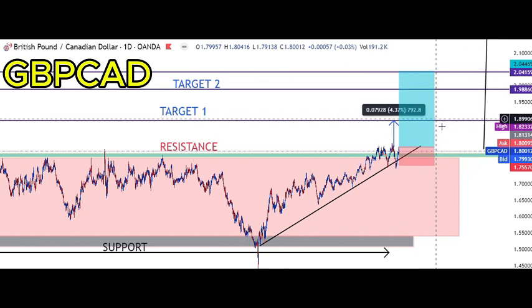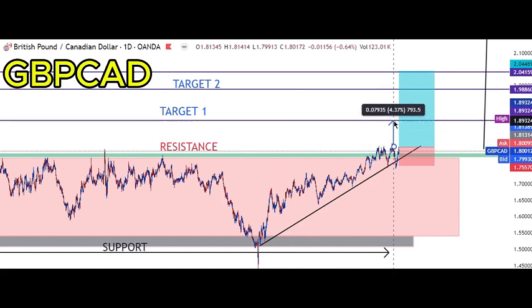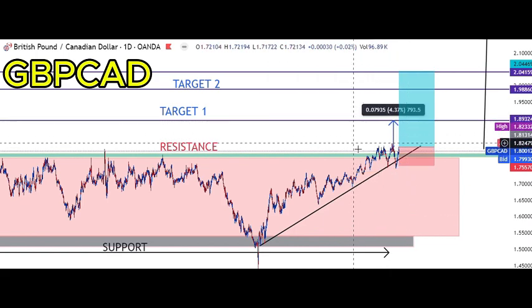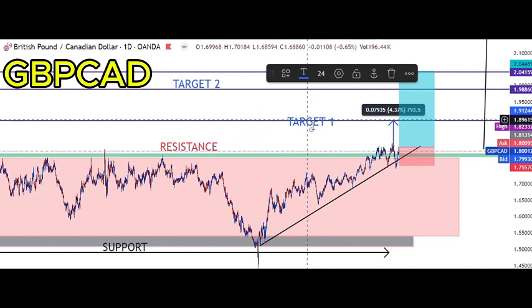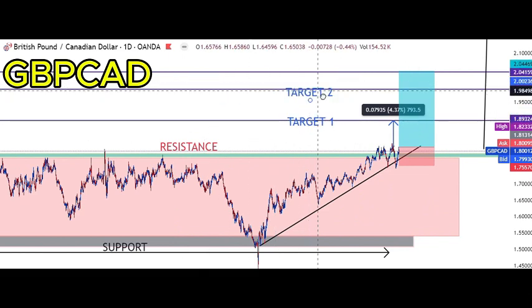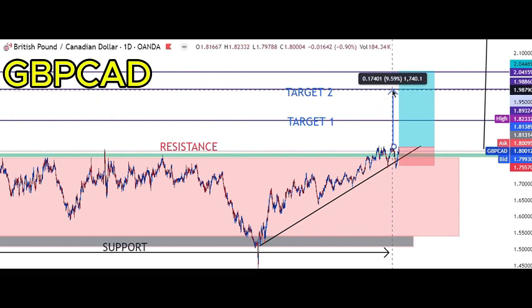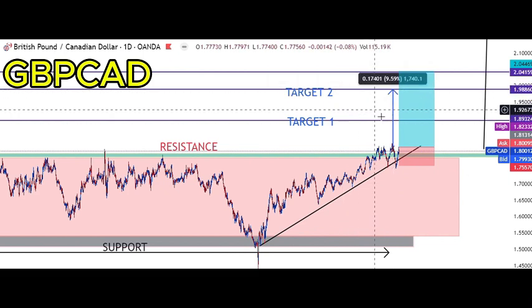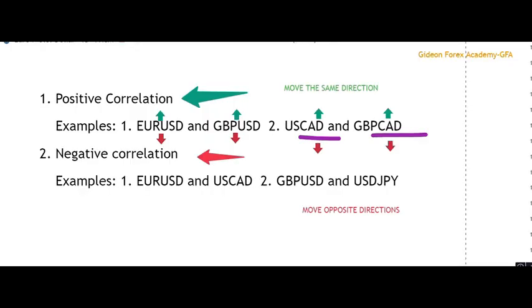For those who want a setup to look at long-term trade, this would be a good one for you guys. First of all, from this point to that point would be 793 pips, because this is a daily time frame. So this first target would be about 790 pips. The second target would be about 1,740 pips.